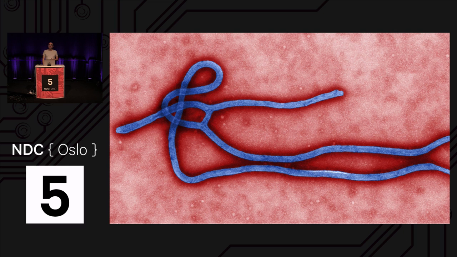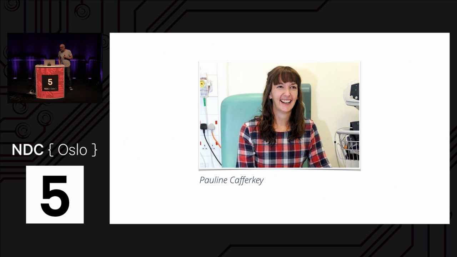And this is a nurse called Pauline Cafferkey, who was one of three British citizens who went over to Africa to help out with the relief efforts over there and to treat people who caught Ebola. She was one of the three who caught it herself. So she spent a long time in hospital. She recovered, fortunately. They also found a lot of interesting stuff out about Ebola from her. Things like, even though you think you've got rid of it, it still lives in your eyeballs and things which you can't detect. Very nasty.